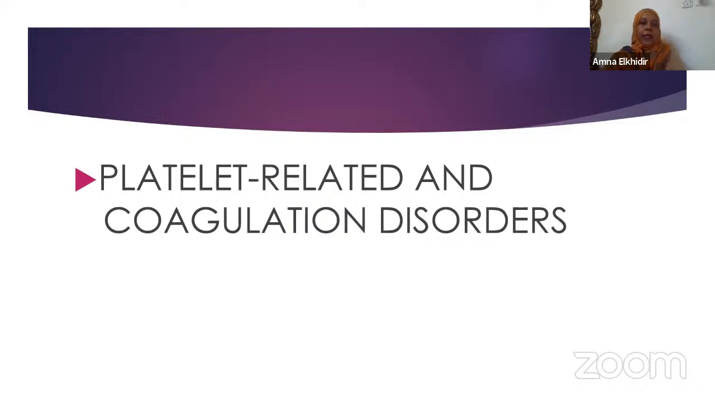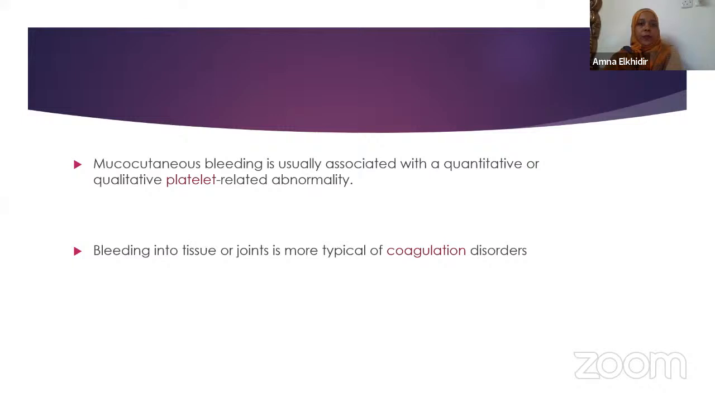I'm going to talk about platelet-related and coagulation disorders. In platelet-related abnormality, we usually have mucocutaneous bleeding, and in coagulation disorder, we usually have bleeding into tissues, deep tissues, and joints.